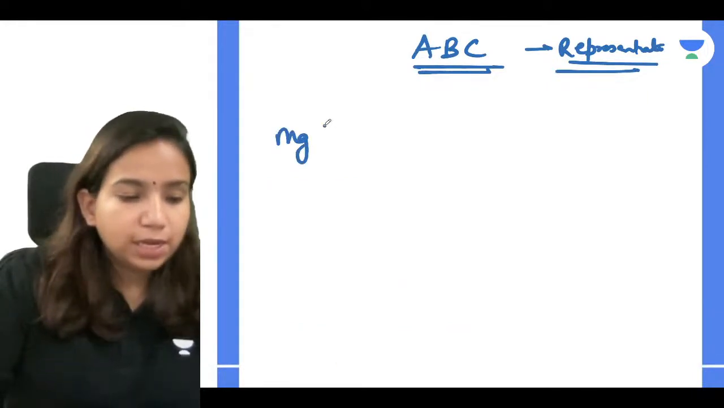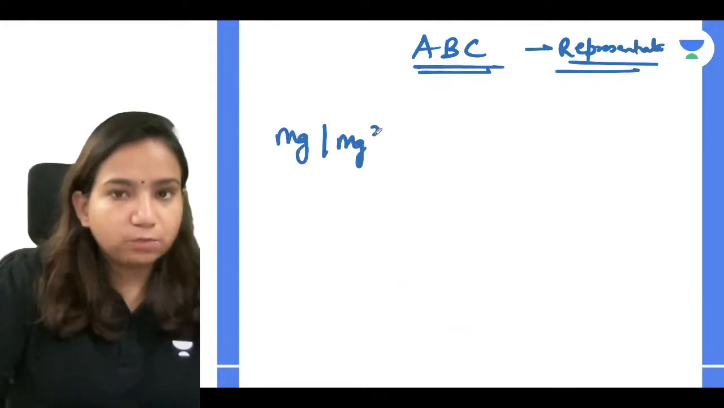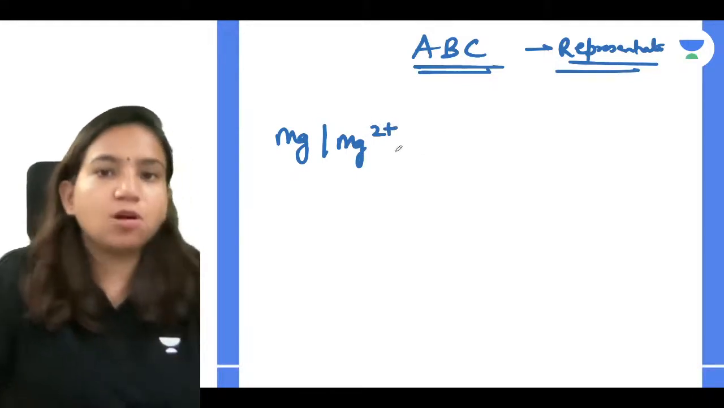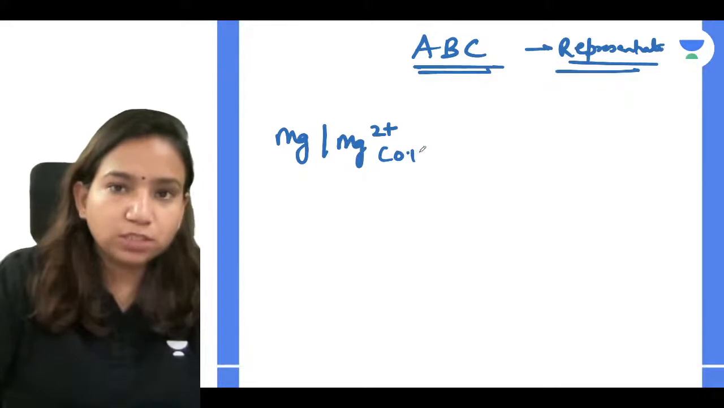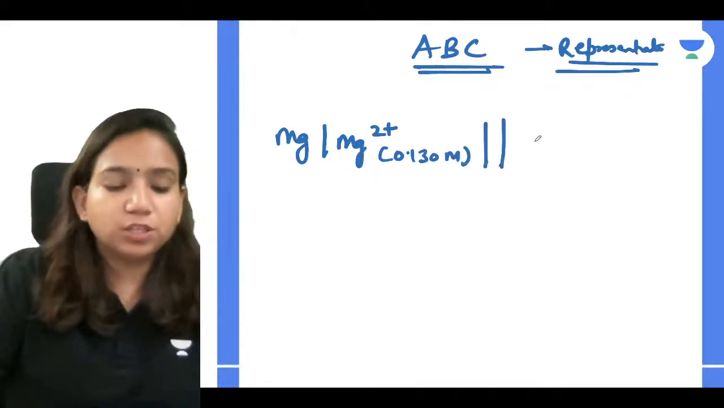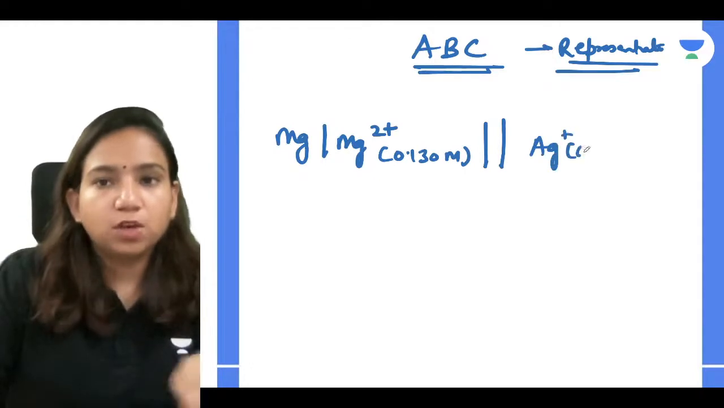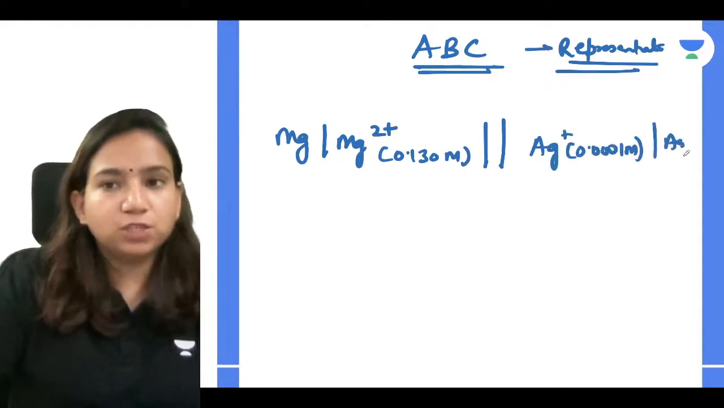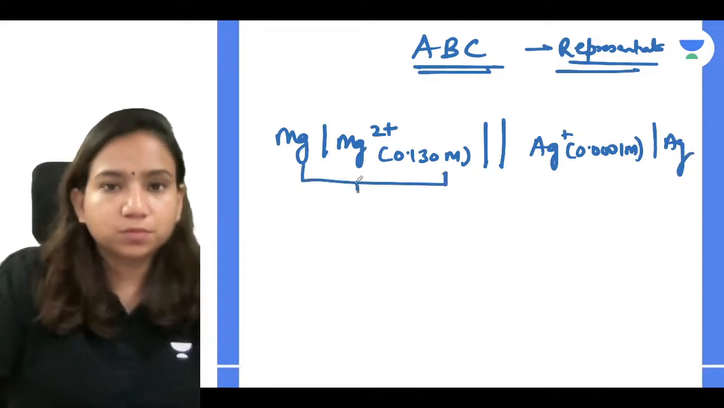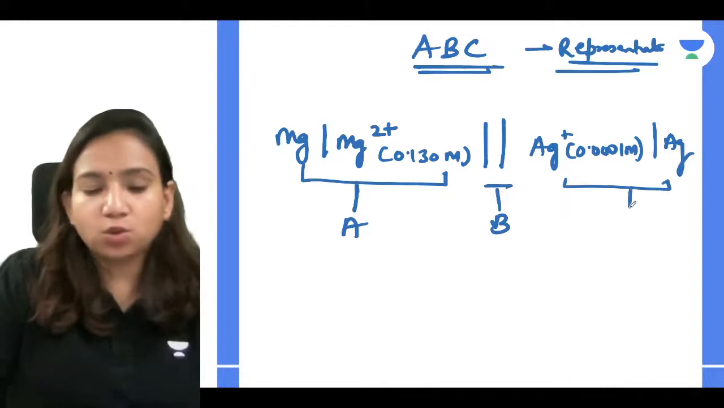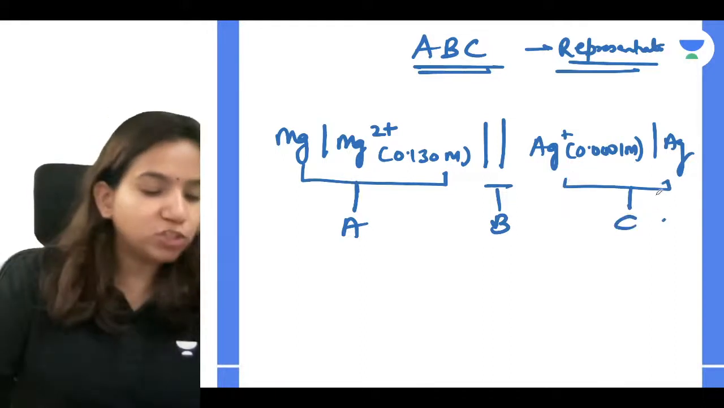Yes, Mg. Then it is getting converted into Mg2 positive. We can write that. So you write metal, then it's iron, whose concentration is given 0.130 molar. Then you can write a salt bridge and you can mention Ag positive, which is 0.0001 molar, and you have Ag. So this is your anode, this is bridge, and this is cathode. This is how we can mention it.